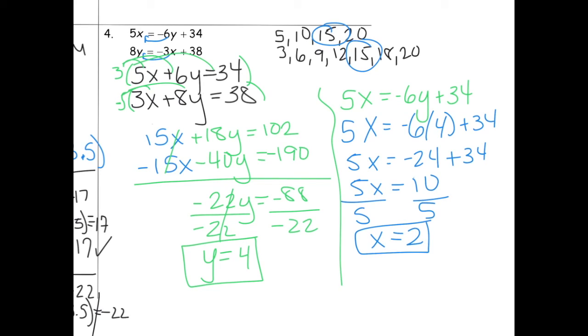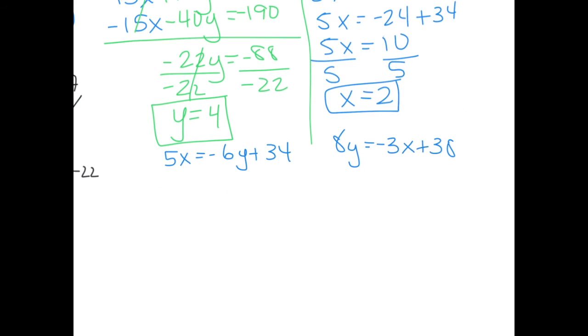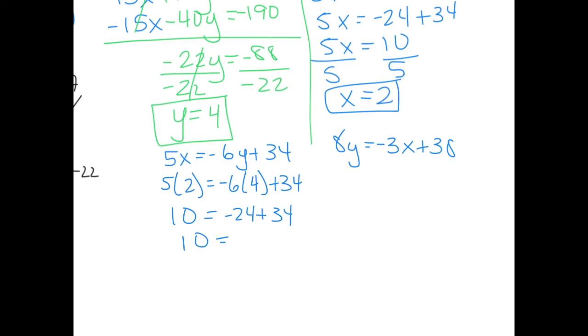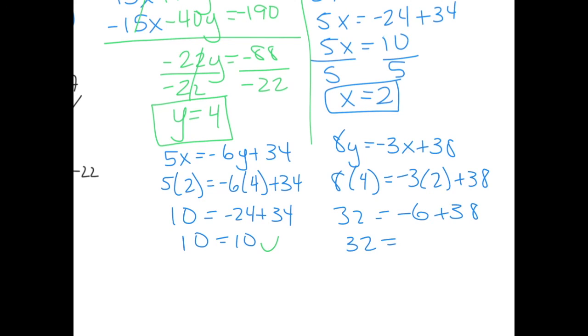All right, and for the check, I'm going to plug in 2 for x and 4 for y. So I get 10 is equal to negative 24 plus 34. Negative 24 plus 34 is 10. Yay, that works. And over here, I'm doing 8 times 4 equals negative 3 times 2 plus 38. 32 is equal to negative 6 plus 38. 38 minus 6 is 32. And guess what? It works.